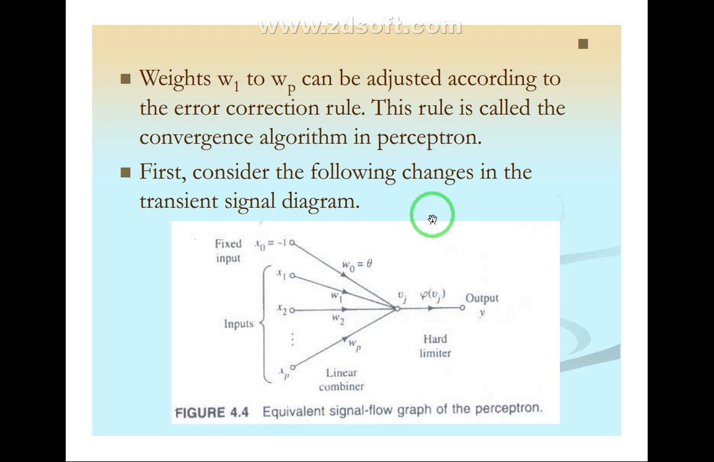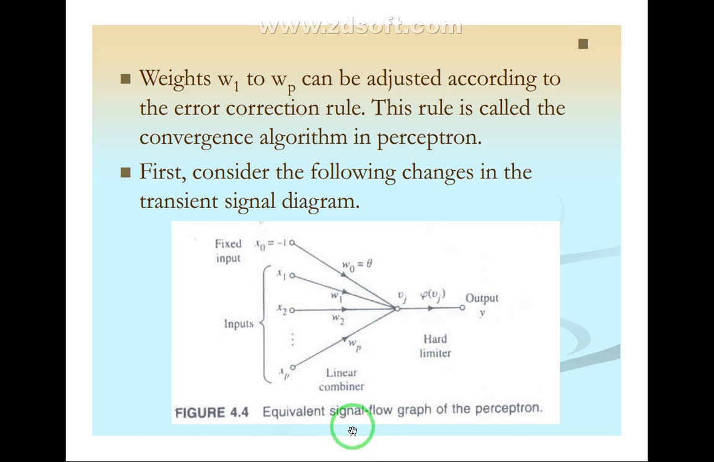Now you have to find the correct weights W1 to Wp, and in this respect we can use a correction rule. This rule is called the convergence algorithm in the perceptron. First, consider the following changes in the signal flow diagram. This is the signal flow diagram.